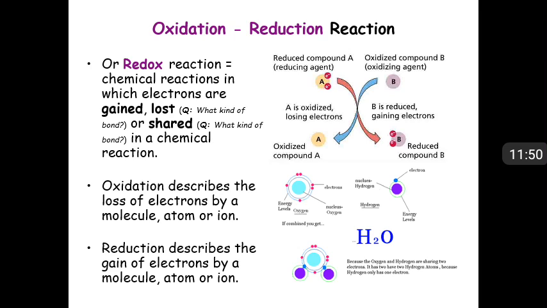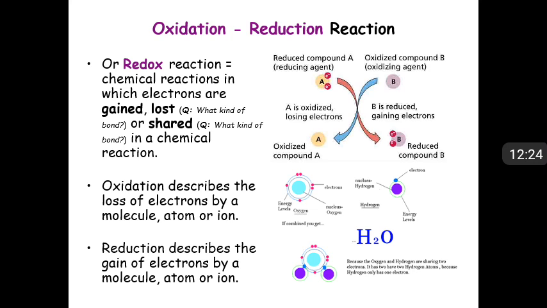Now, oxidation-reduction reactions are also called redox reactions. These are chemical reactions in which electrons are gained or lost or shared, as you have read earlier, and this is comprehensively called redox reactions. Oxidation describes the loss of electrons by a molecule, atom, or ion, and reduction describes the gain of electrons by a molecule, atom, or ion.